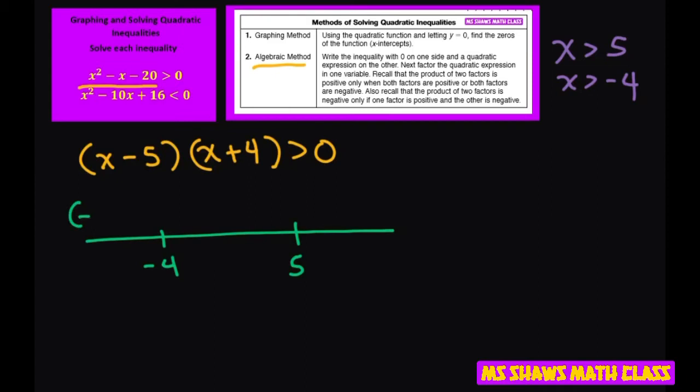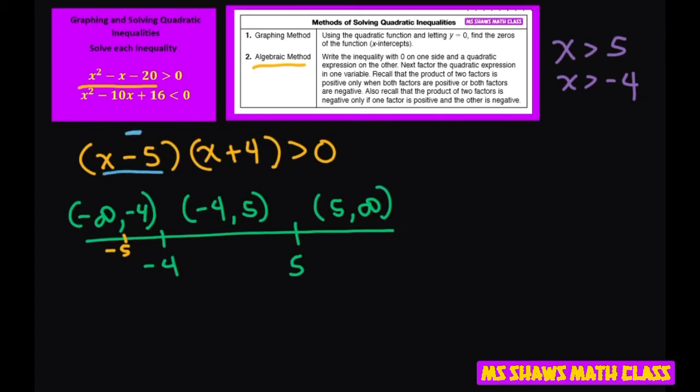Let's see what's going on from negative infinity to negative 4, negative 4 to 5, and 5 to infinity. And we want it to be positive. So we're going to pick a number. Let's pick negative 5, any number less than negative 4. If I plug in negative 5 here, we get negative 10, which means it's negative. If I plug in negative 5 in this one, it's also negative. Two negatives multiplied give you a positive.